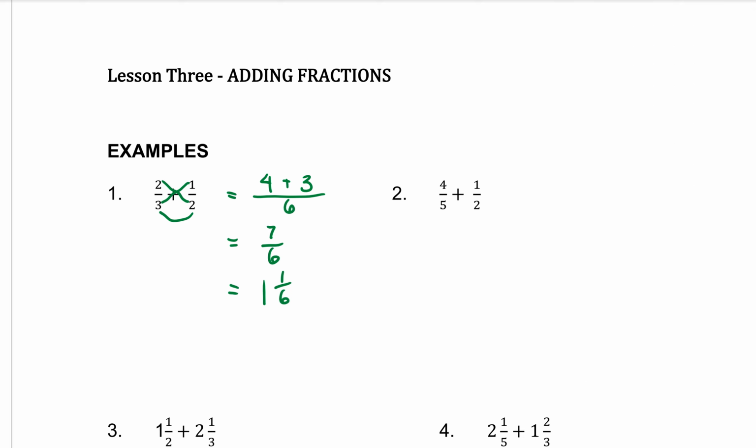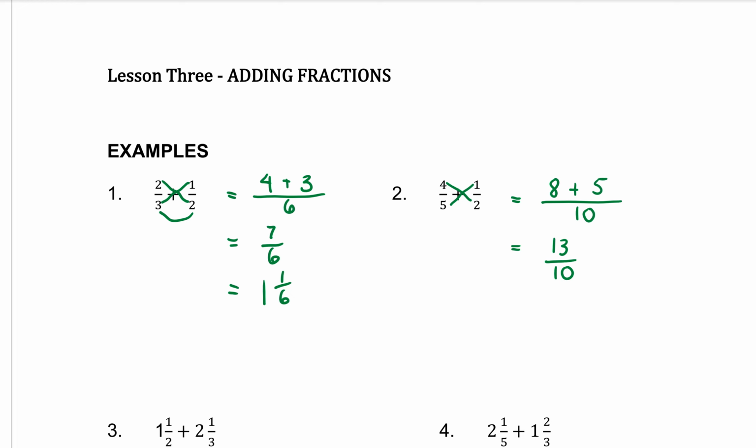Question 2, let's do it again. 5 times 2 is 10. Big fraction with a 10 on the bottom. Now timesing diagonally. 4 times 2 is 8, plus 1 times 5 is 5. 8 plus 5, adding the top together, we get 13 over 10.